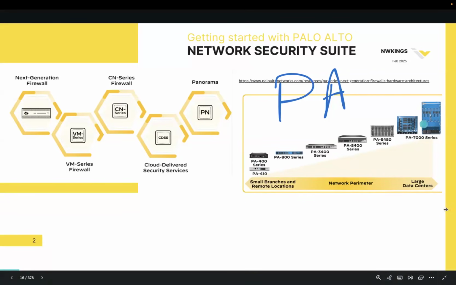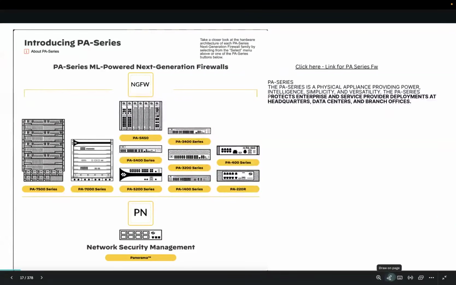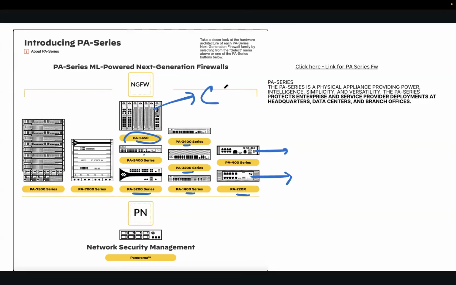Let's take one example. This is one more diagram. By the picture itself, you can see 220 is also there: Palo Alto 220, a very small firewall by size and by port count as well. Okay, the 400 series firewall, 1400 series firewall, 3200 with some more ports, 3400 with some more capabilities, 5200 a bigger firewall, 5400 series, and then the 5450, a chassis level firewall.